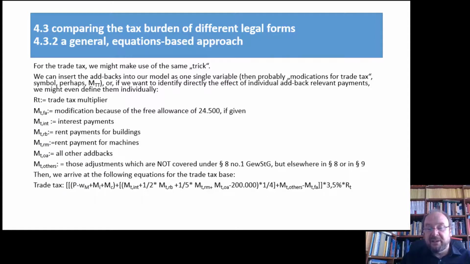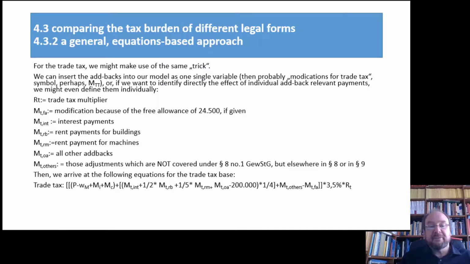Then you had to add all the other modifications contained in 8 number 2 to 8 number I don't know where at the end, plus all the modifications under paragraph 9, Trade Tax Act, minus, if applicable, the modification due to the free allowance. It's either a 0 or 24,500. That would be taken by times 3.5% times the city multiplier.